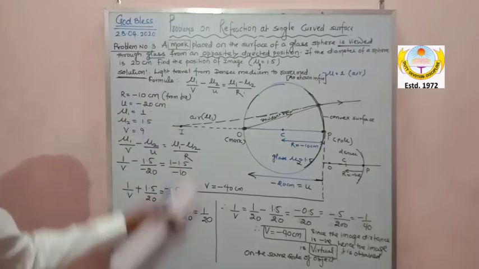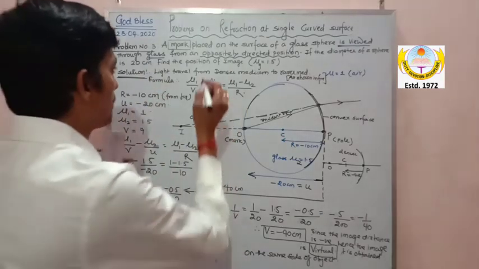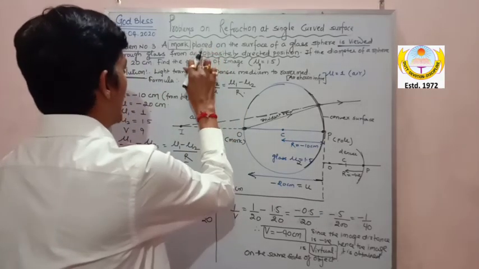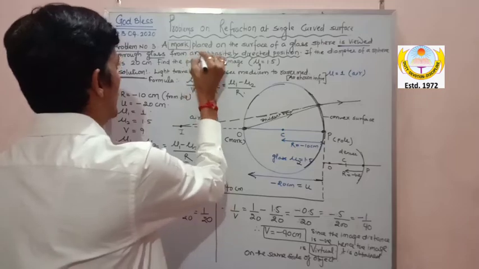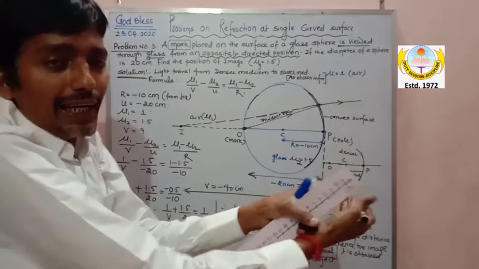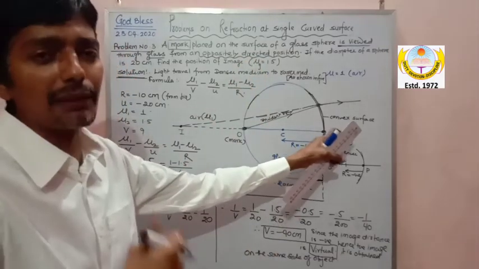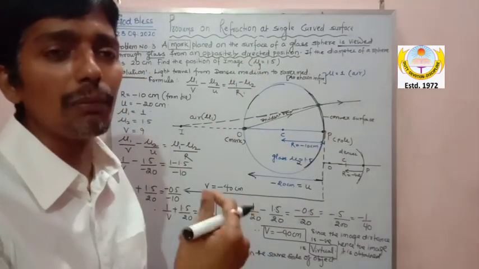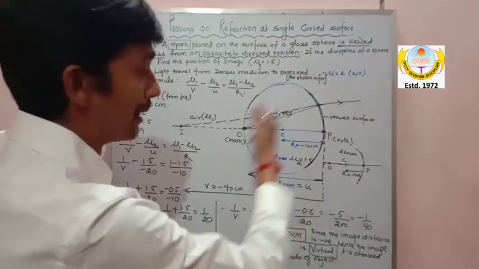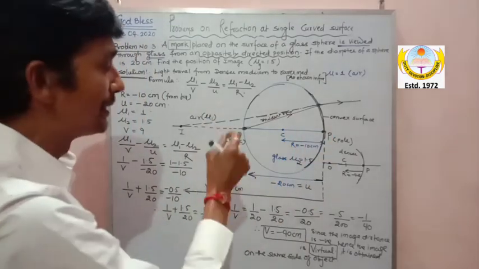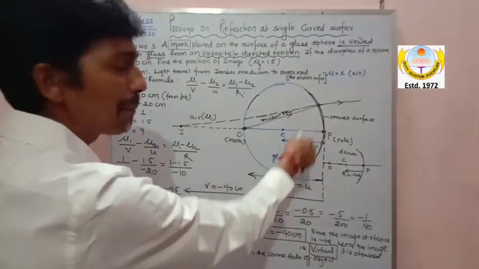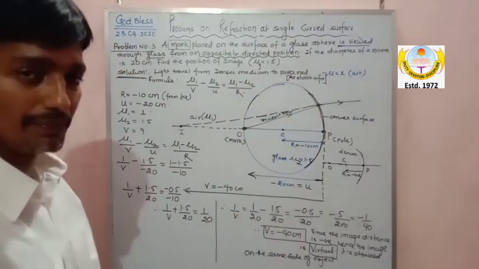I hope the question is clear. So what is important to understand? They have given a very important word: weaving from the opposite side. As soon as you get this word, 100%, from where I will weave it, that will be my point from where I will measure all the distances. It means this is giving me a hint. At that point I will put a pole.